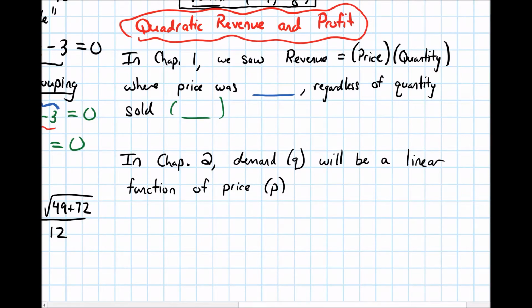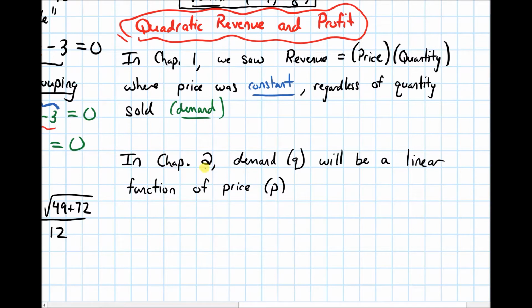In this video, I'm going to talk about when the revenue and profit are quadratic functions. In chapter 1, when we first introduced revenue, we saw that revenue was equal to price times quantity. When we first saw this, price was constant, meaning it wasn't changing. It was staying the same, constant regardless of the quantity sold. And the quantity sold, we call that the demand.